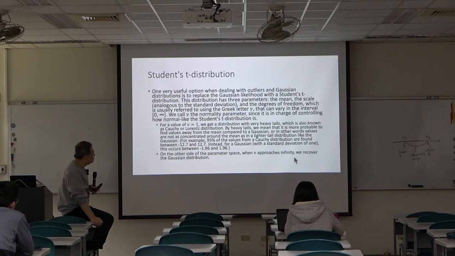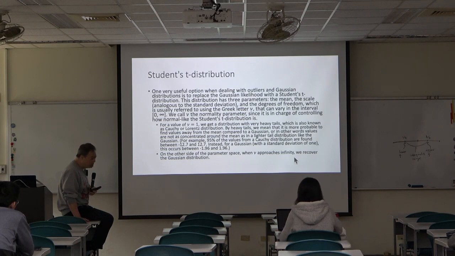By heavy tail, we mean it is more probable to find values away from the mean compared to a Gaussian. Because of this nature, Student's t-distribution is able to handle outliers much better than the Gaussian distribution. It is not as concentrated to the mean as in a light-tailed distribution, like the Gaussian.